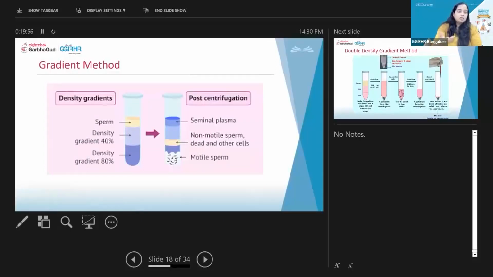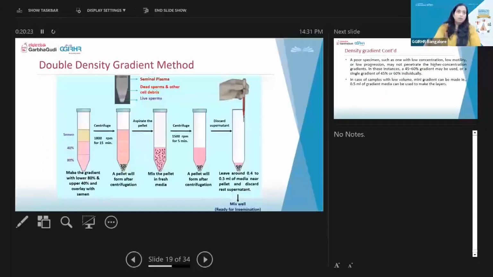So this is what I was mentioning. You will have 80% density gradient medium layered at the bottom, layered by 40% above it, followed by the semen sample. This is how you can clearly see the different layers before centrifugation. After centrifugation, you can see a pellet at the bottom, which has the motile viable sperms. Non-motile sperms, the dead and other cells will be at the interface, and the seminal plasma above.